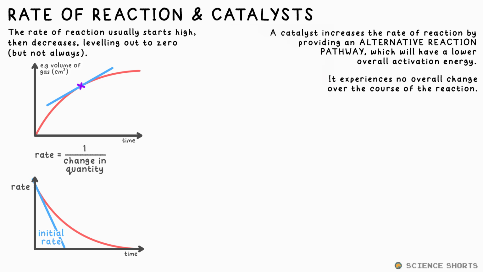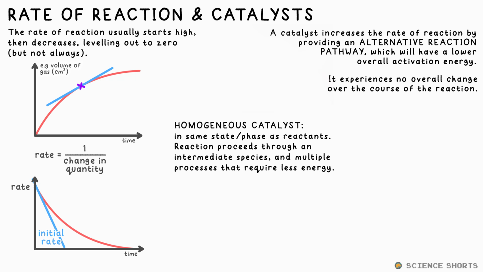A catalyst increases the rate of reaction by providing an alternative reaction pathway with a lower activation energy. It isn't a reactant though, so it experiences no overall chemical change between the start and end of a reaction. Lower activation energy means that the line on the Maxwell-Boltzmann distribution curve is now further to the left, so more particles have the minimum energy needed to react.